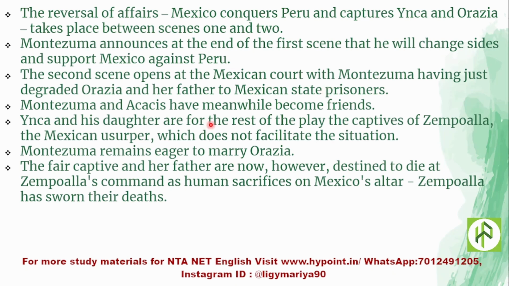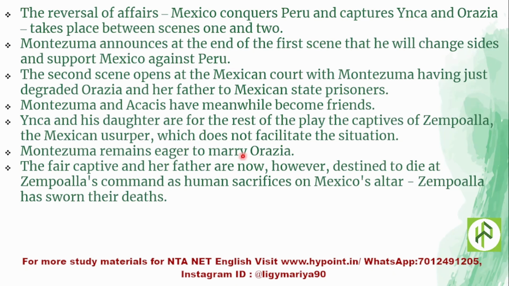Montesma and Acasis have meanwhile become friends. Since Montesma freed Acasis earlier, these two became friends. And Yanka and his daughter are for the rest of the play the captives of Zempolla, the Mexican usurper, which does not facilitate the situation. So Yanka and his daughter Orazia remained captives of Zempolla throughout the rest of the play.